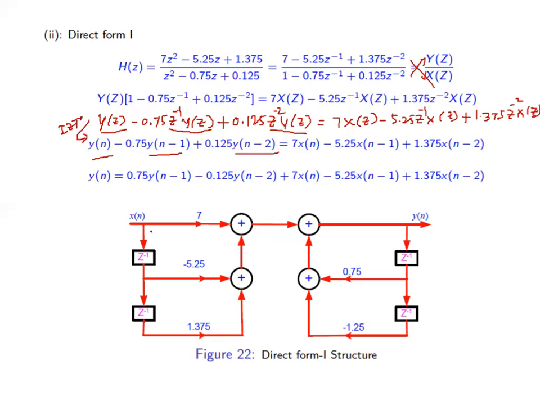So here, x of n is the input part, and here this is 7x of n we want. So 7 is the multiplier here. If I pass this through the delay element, we'll get x of n minus 1 here, and this is our x of n minus 2, then multiplier. So likewise, the process is the same as we have done with the previous examples.